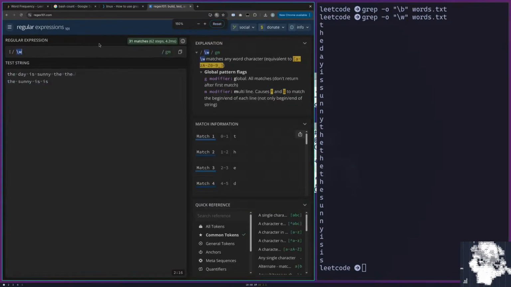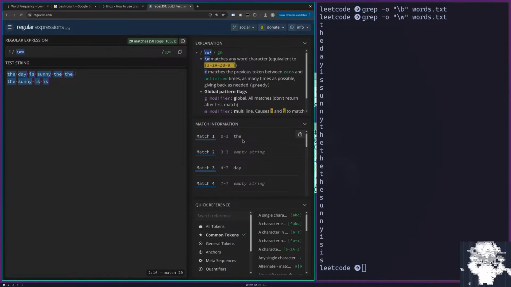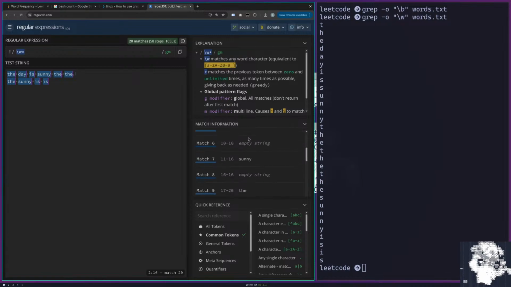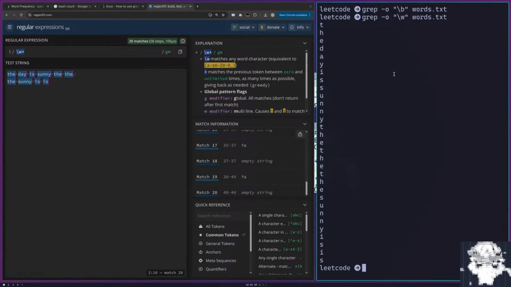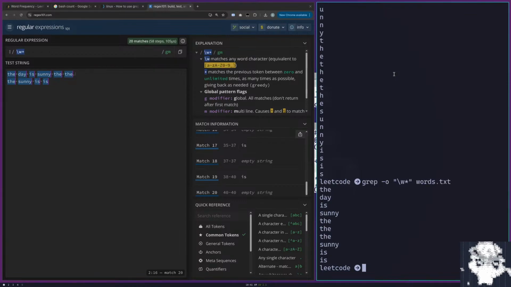Zoom in for you. Matches any word character. So if I do star, the empty string, day empty string, okay. So give me star. Okay, that's kind of progress.